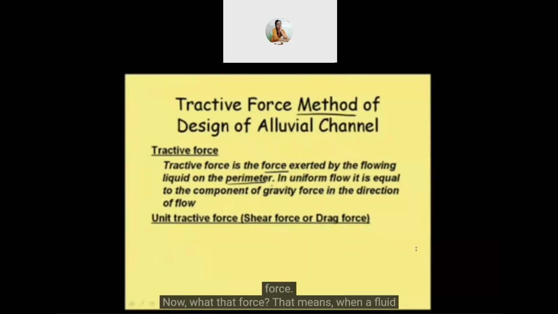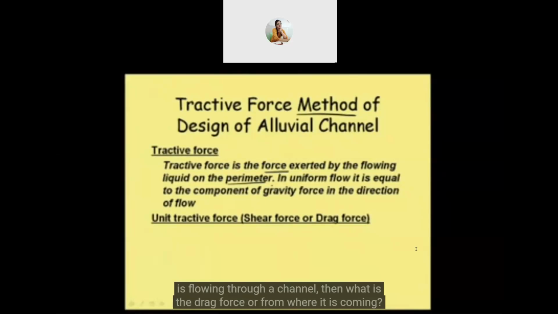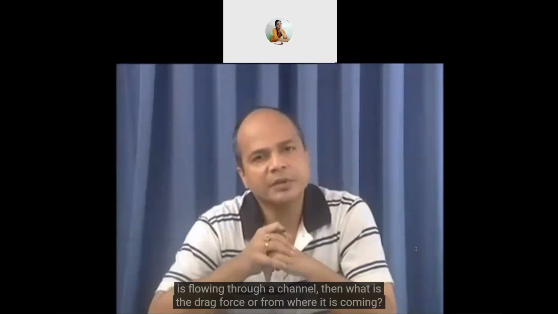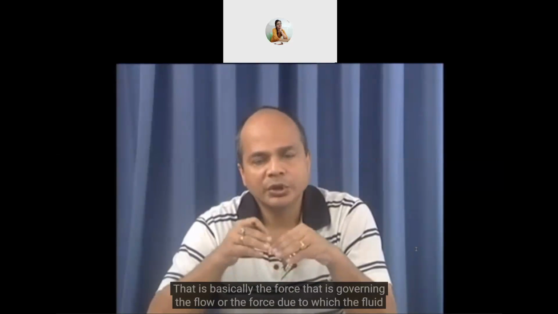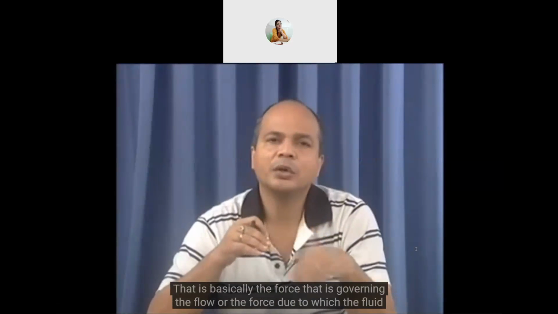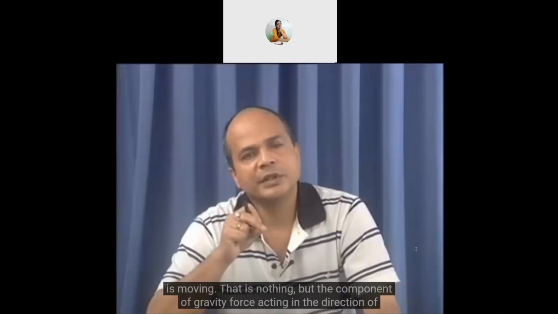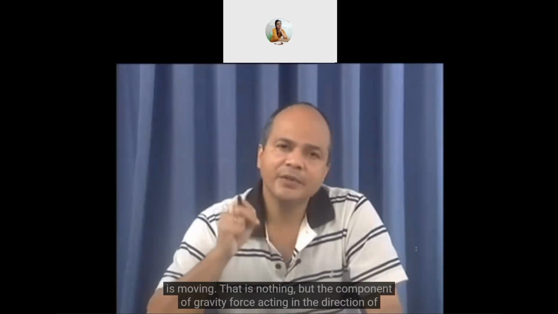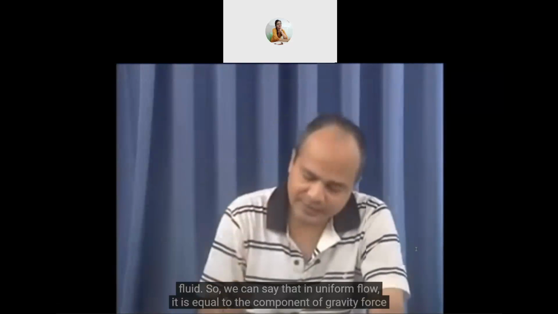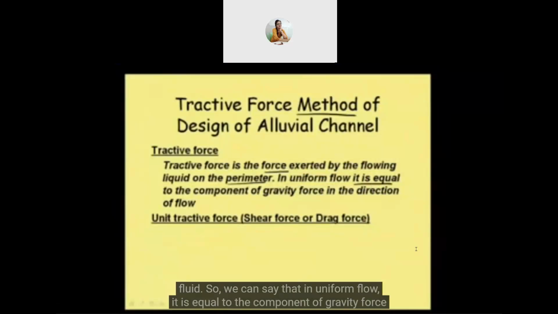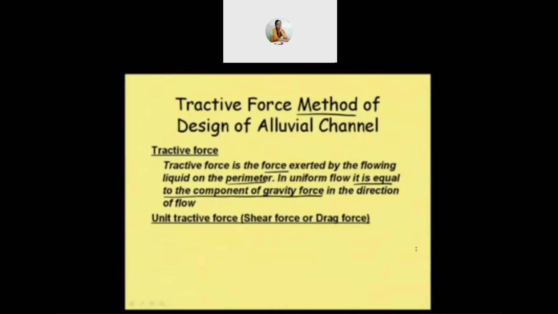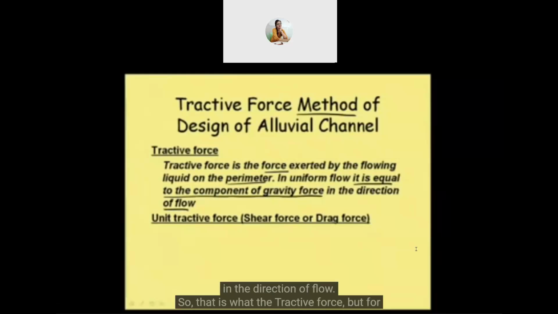Now, when a fluid is flowing through a channel, what is the drag force, or where is it coming from? That is basically the force that is governing the flow, or the force due to which the fluid is moving. And that is nothing but the component of gravity force acting in the direction of flow. So we can say that in uniform flow, it is equal to the component of gravity force in the direction of flow. So that is the tractive force.